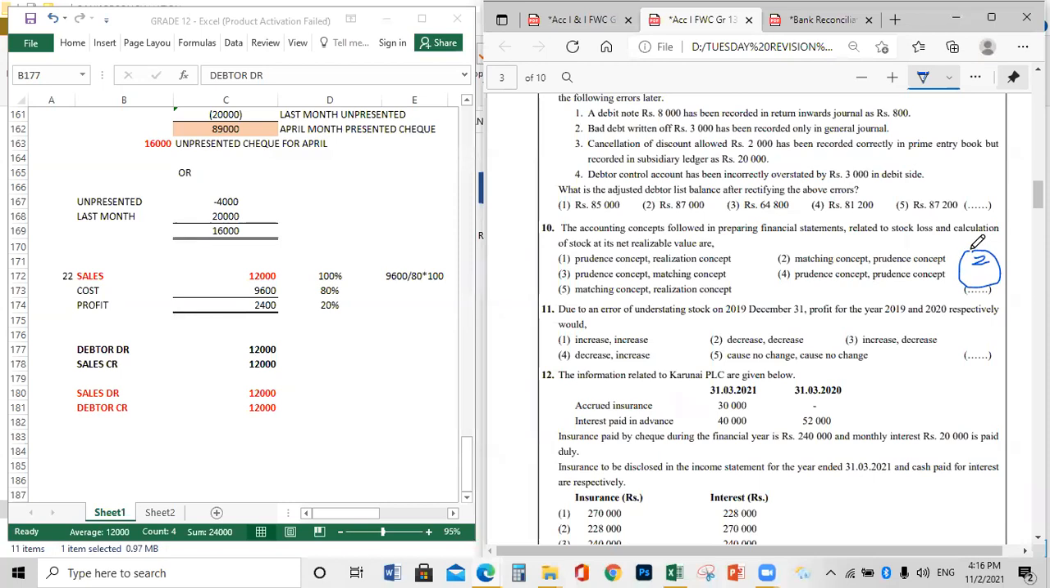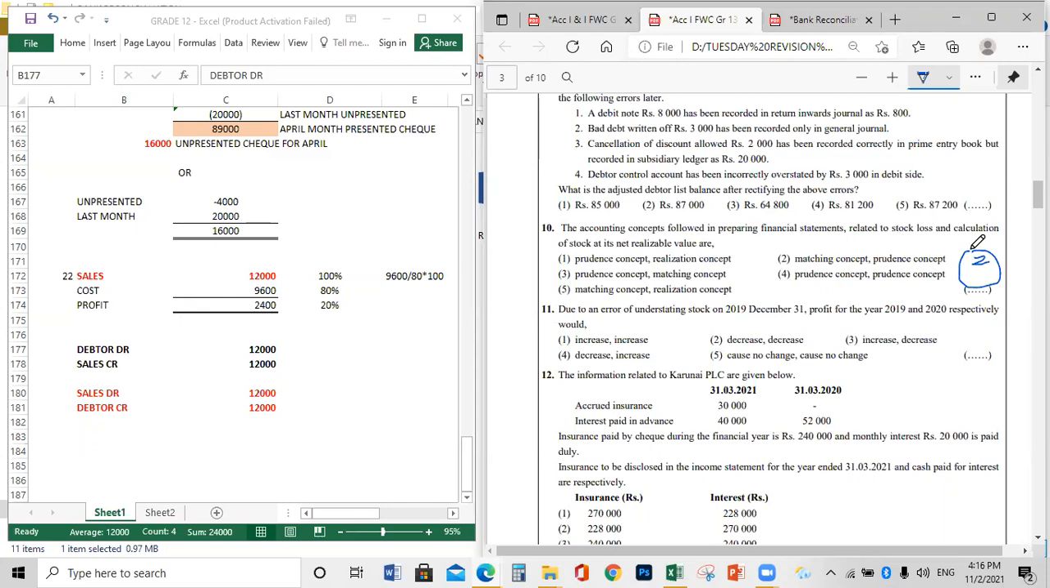Matching and prudence concept. Guys, matching and prudence concept only talks about stock losses. For example, when you calculate your cost of sales, you deduct this stock. When you calculate, NRV and cost, you should compare and see which one is lower. Okay, why do you do that? Because you are being prudent.